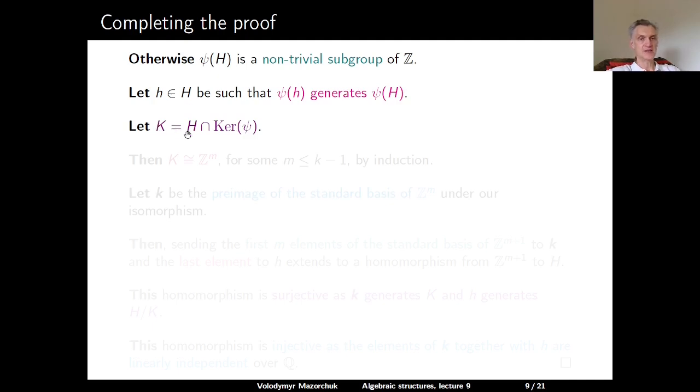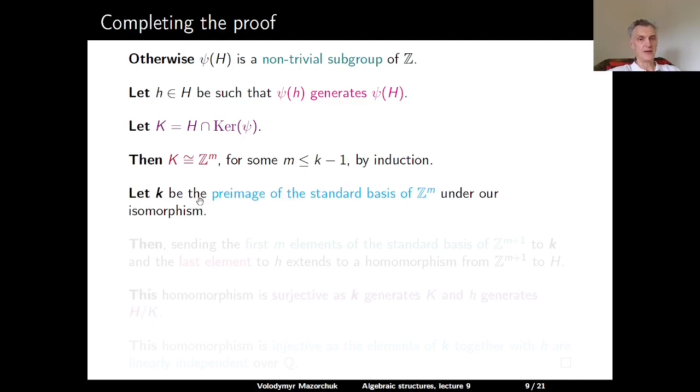Denote by k the intersection of h with the kernel of psi. Again, by induction, k is isomorphic to Z^m for some m which is less than or equal to k minus 1, because the kernel of psi is Z^(k-1). Let bold k be the preimage of the standard basis of Z^m under our isomorphism.